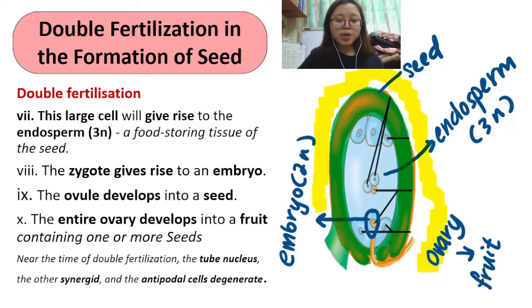Near the time of double fertilization, the tube nucleus, the other synergid, and the antipodal cells will degenerate. Selepas ataupun lebih kurang masa double fertilization tu, tube nucleus, synergid cell, antipodal cell akan perlahan-perlahan reput. Itulah bila kita makan buah, kita tidak nampak sudah ketiga-tiga jenis sel ini.